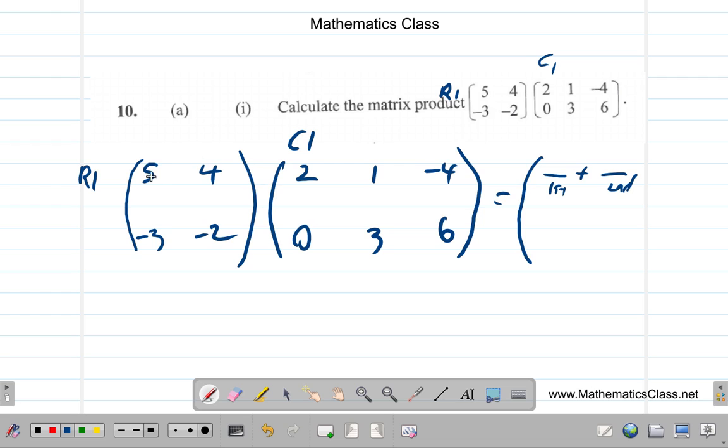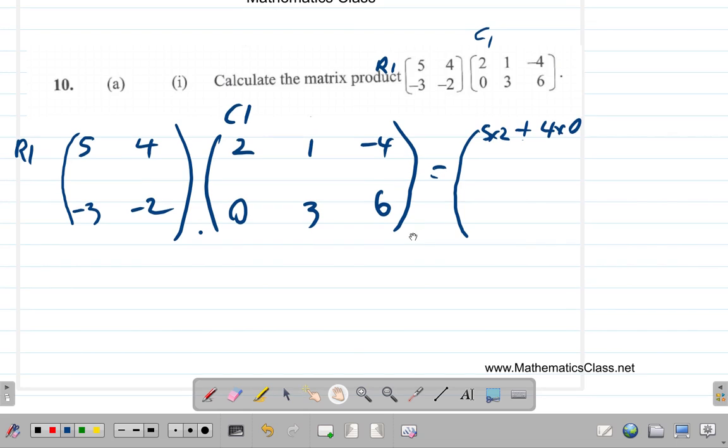If you get the first element in row 1 by the first element in column 1, that's going to be 5 times 2, plus the second in row 1 times the second in column 1, which is 4 times 0. So plus 4 times 0. That's going to be the first thing.